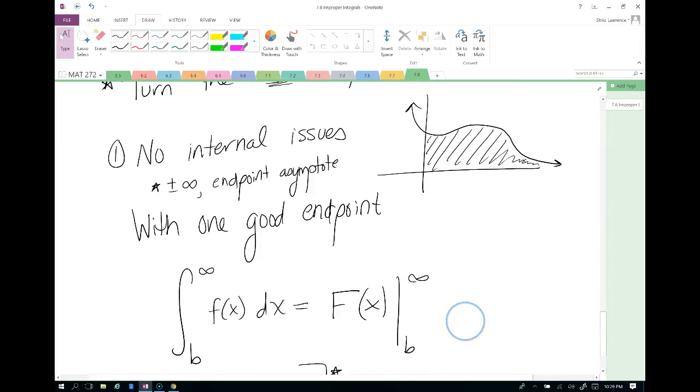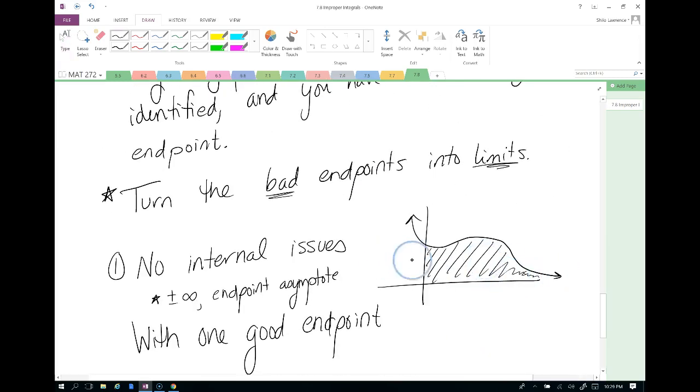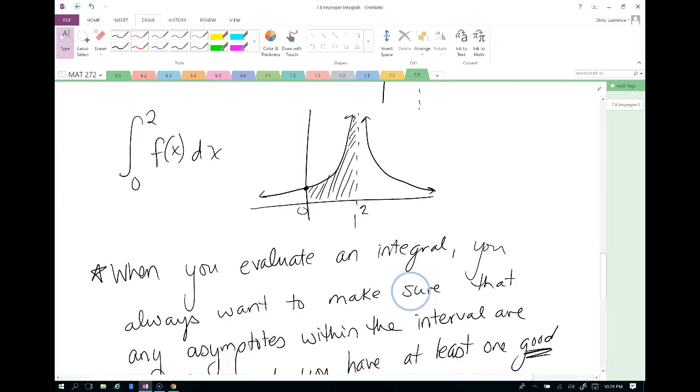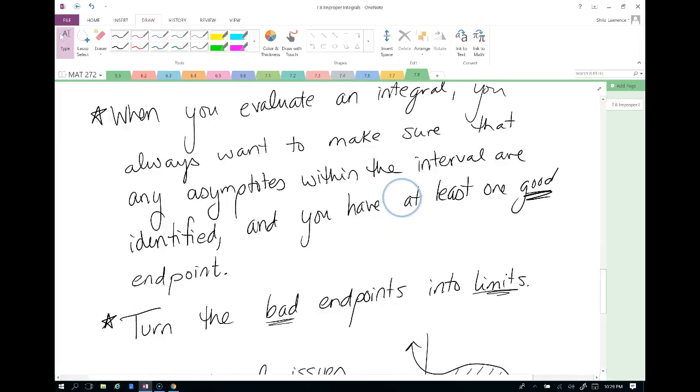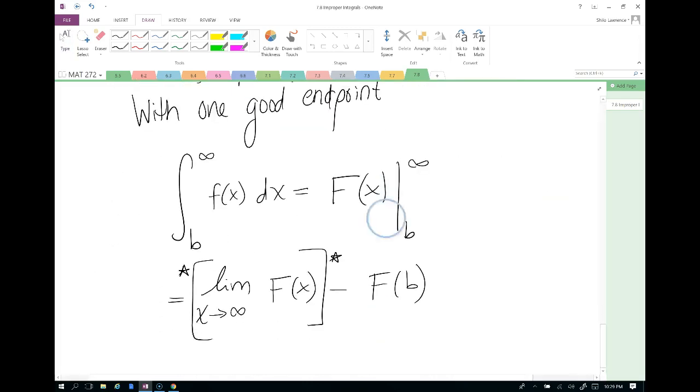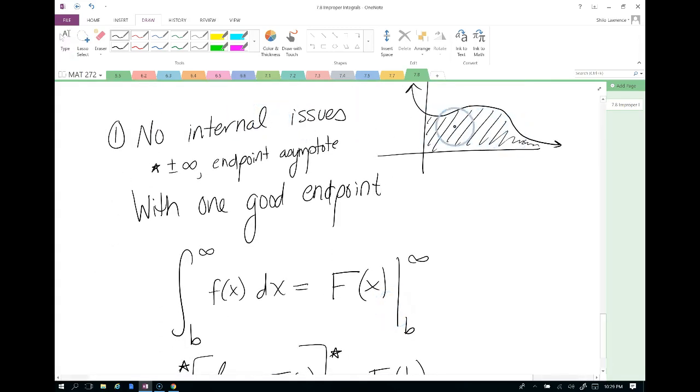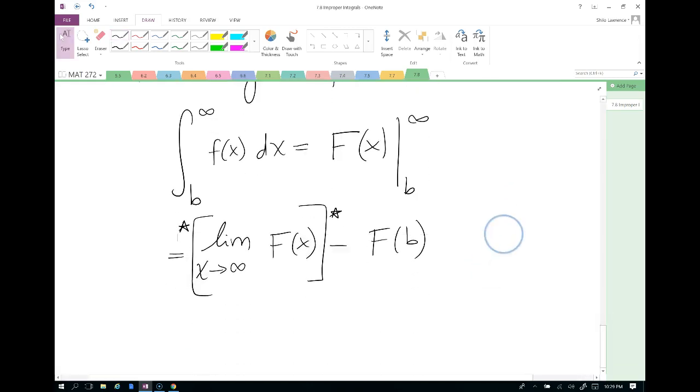So these bad endpoints that we're going to end up with, either because they're positive or negative infinity, or because we've got asymptotes in the middle or asymptotes at the end of our interval, we have to treat them as limits. So in this first case, there's no problems in the middle. We just have one bad endpoint. So either we have an asymptote at the end, or we've got an infinity, positive or negative infinity at the end. We can plug the good endpoint in just like normal, but that bad endpoint we have to treat like a limit.